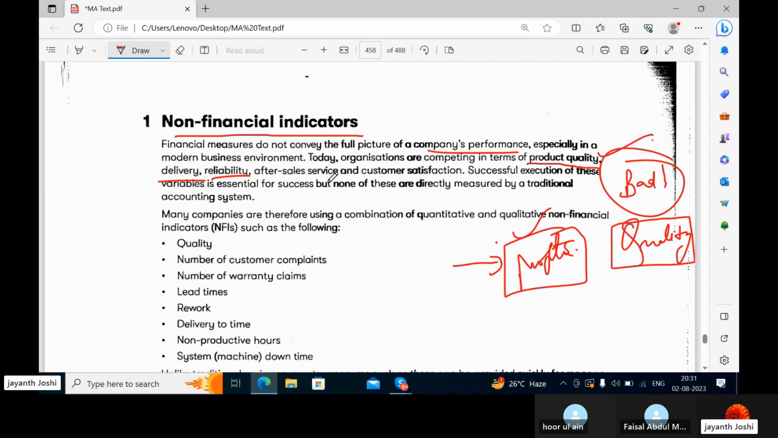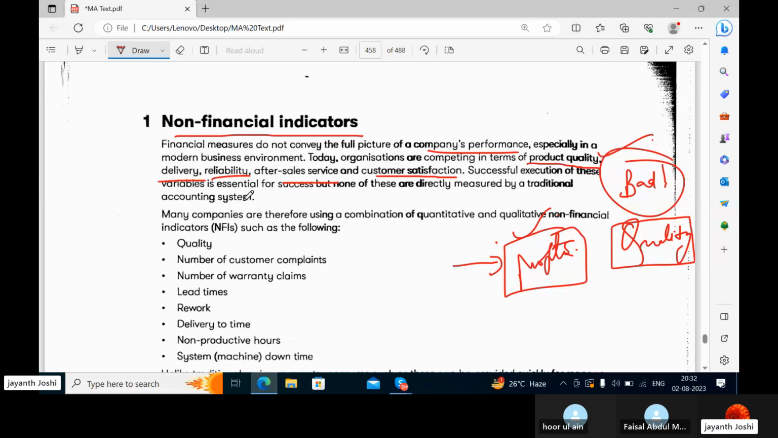After sales service is also very important, because that's the confidence of the people in the company, and it makes people loyal towards the company because the company is taking care of their concerns. Here people means customers. Customer satisfaction is also a very important aspect. All these are non-financial indicators or areas where finance is not given much importance or emphasis.